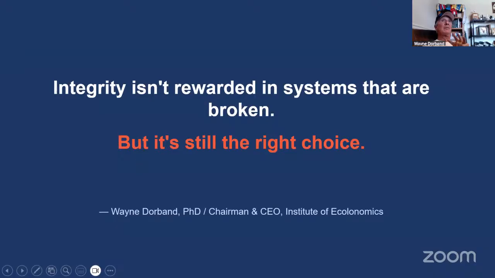So this is now my quote. Integrity isn't rewarded in systems that are broken, but it's still the right choice.